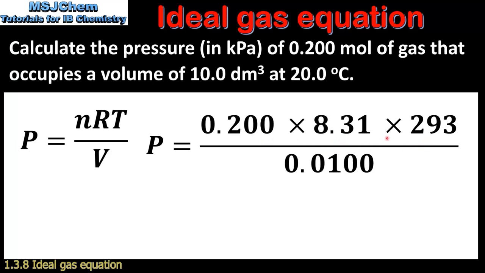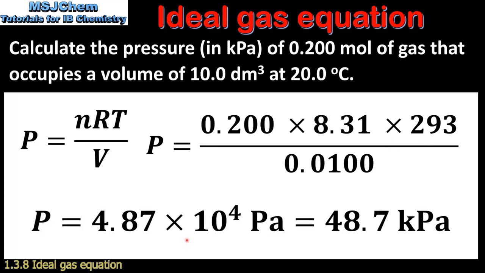We then multiply these together and divide by the volume in cubic meters. And this gives a pressure of 4.87 times 10 to the 4 pascals. To convert from pascals to kilopascals, we divide by 1000, which gives us 48.7 kilopascals.